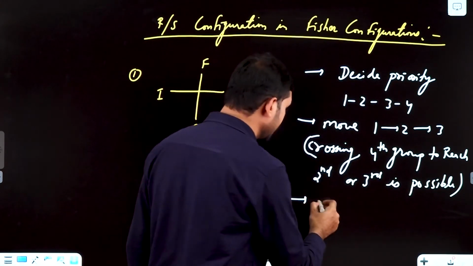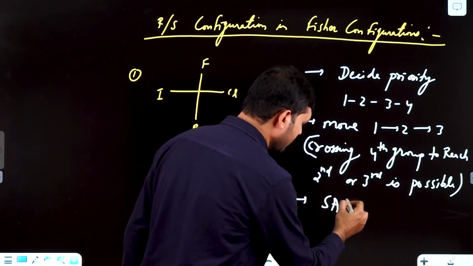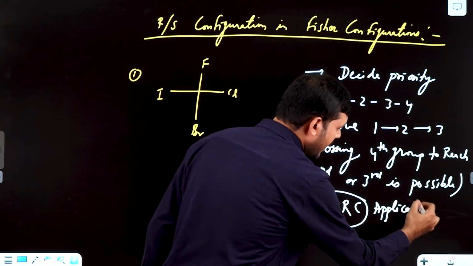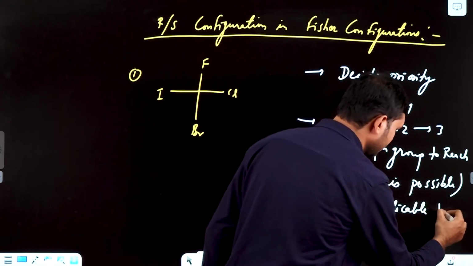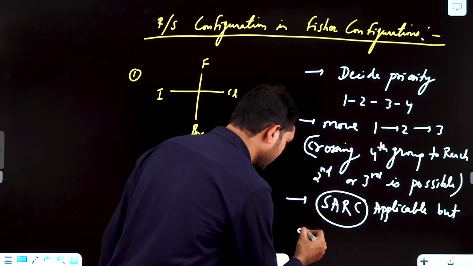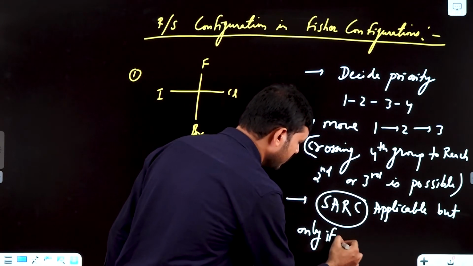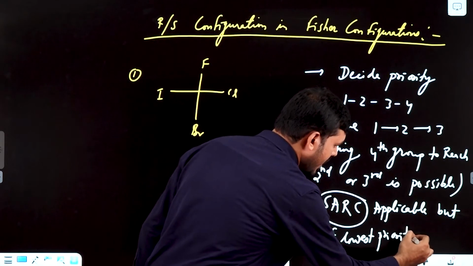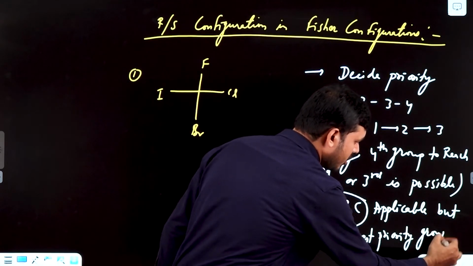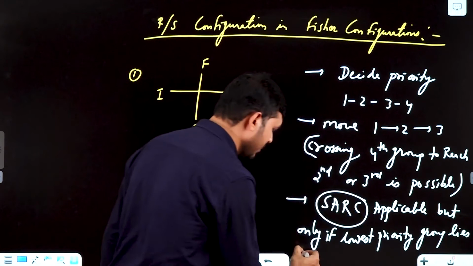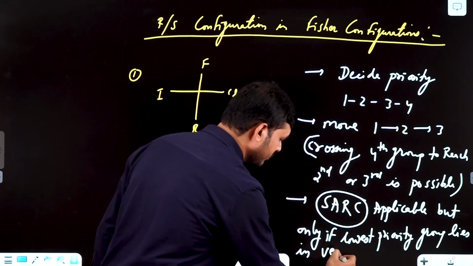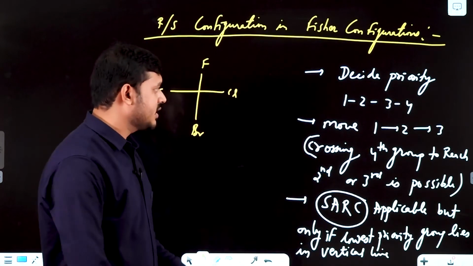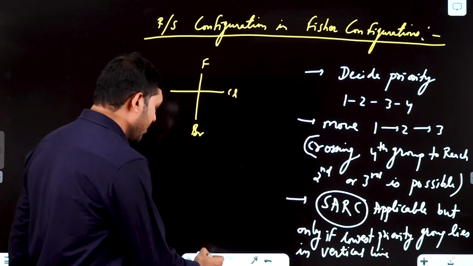Next, SARC applicable, but only if lowest priority group lies in vertical line. Now students, what I have made, decide priority 1, 2, 3, 4.